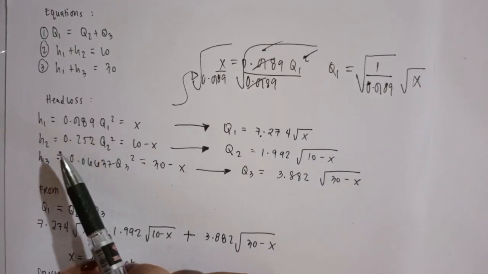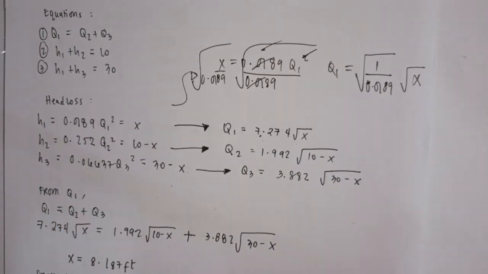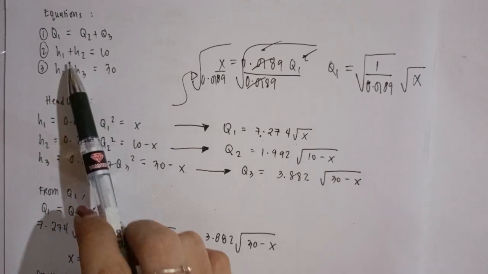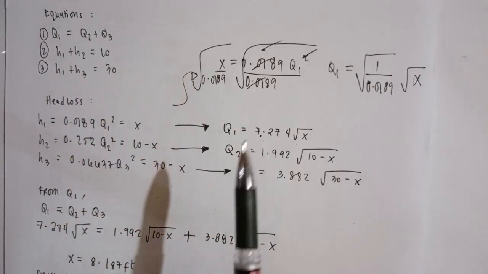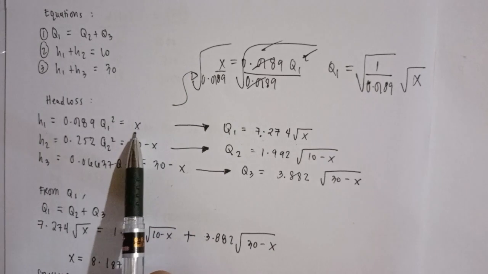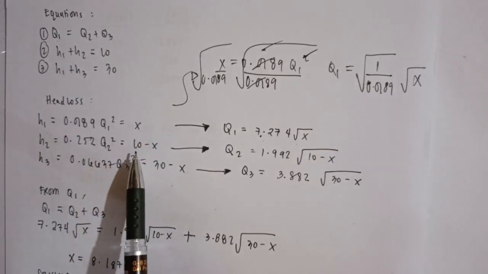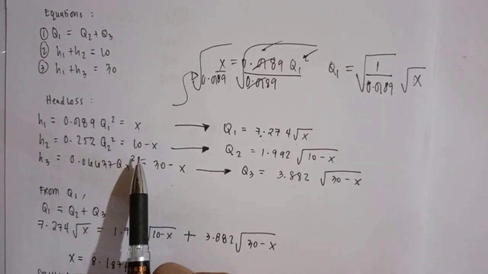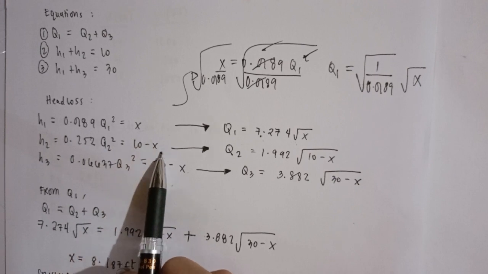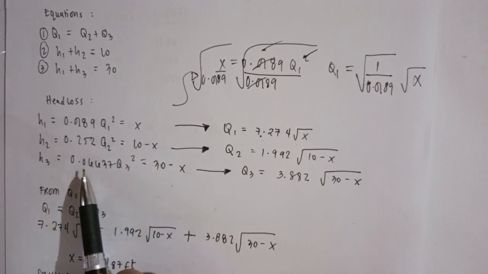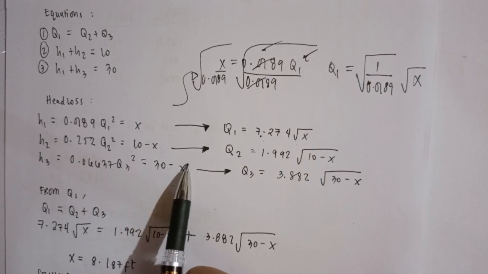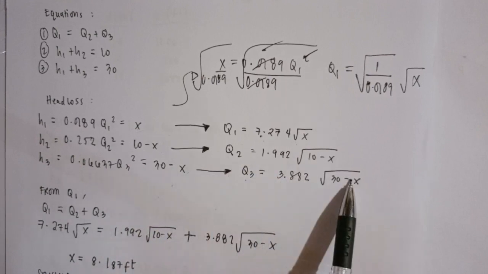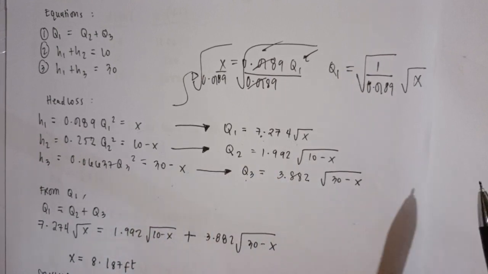And as for H2, it says here that H1 plus H2 is equal to 10. So we have our H1 is equal to X already. So that means that it is going to be 10 minus X. As for H3, it is going to be 30 minus X. So these are the following values. And we still don't have the value of X.